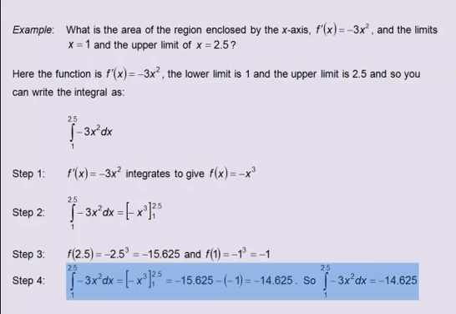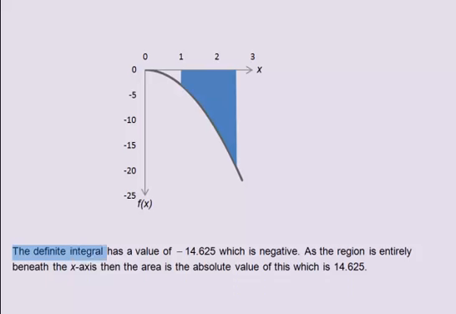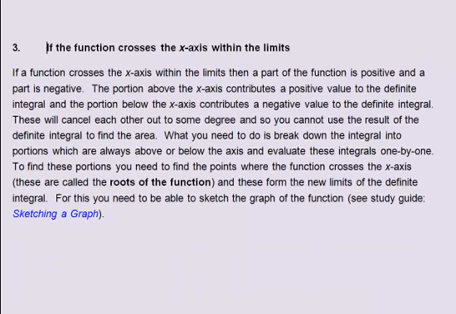So, the integral between 1 and 2.5 of minus 3x squared dx equals minus 14.625. The definite integral has a value of minus 14.625, which is negative. As the region is entirely beneath the x-axis, as you can see from the graph above, then the area is the absolute value of this, which is 14.625.